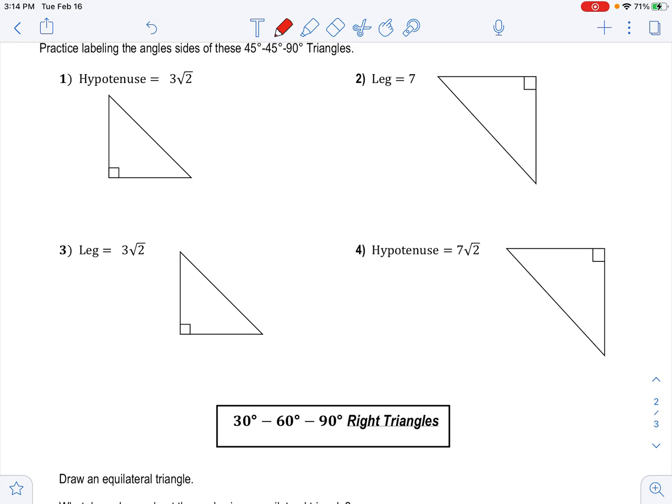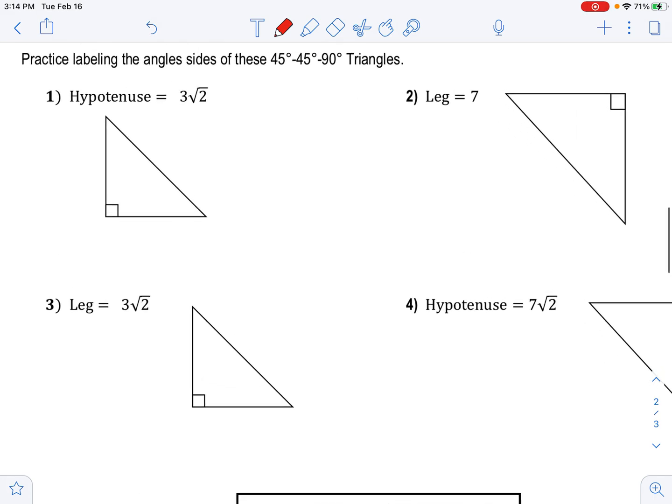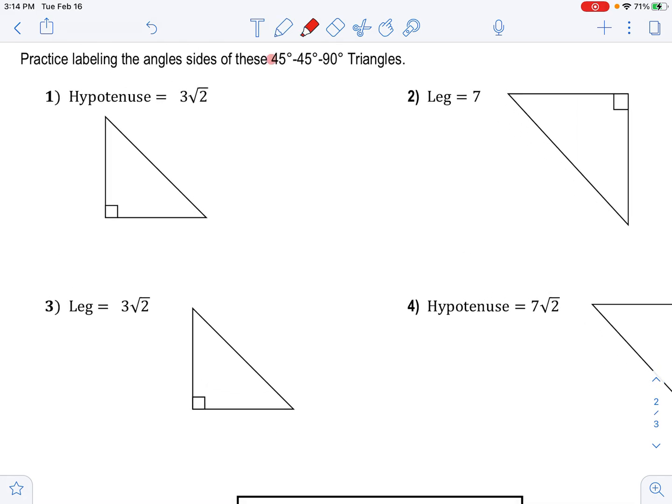So let's see how we do with 4 examples. Okay, so it says practice labeling the angles and the sides of the 45, 45, 90 triangles. So first off, I'm telling you that they're all 45, 45, 90. So the first thing that we can do is go through and say this is 45, this is 45 degrees, and these two are congruent.